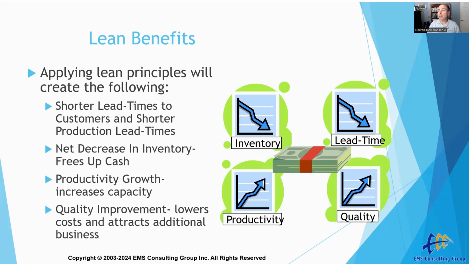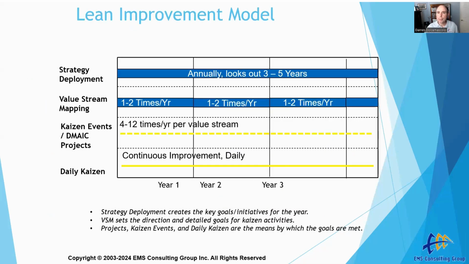Third thing is productivity. That gives us more capacity. So as we improve productivity, we're going to free up capacity. We're going to be able to do more with the same resources we have now. And then quality improvement, that's going to lower our costs. It's also going to free up a little capacity as well. And it's going to attract additional business. Okay. So those are the key benefits of lean and Lean Six Sigma.